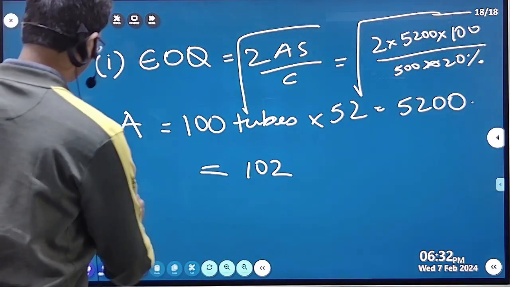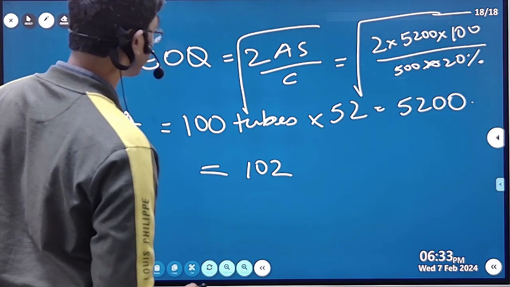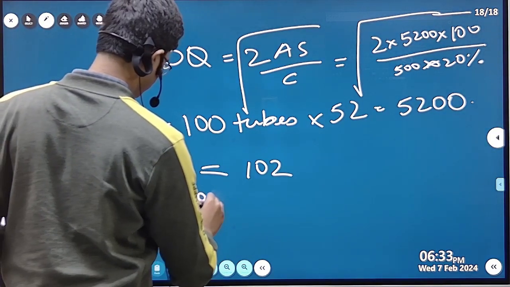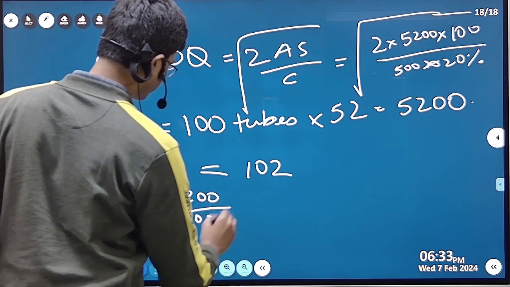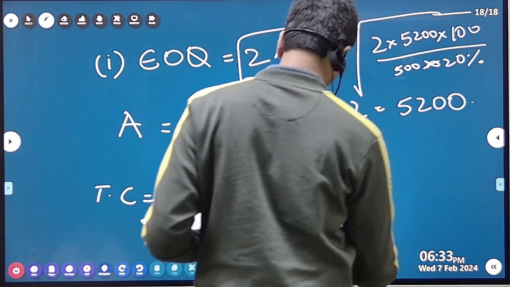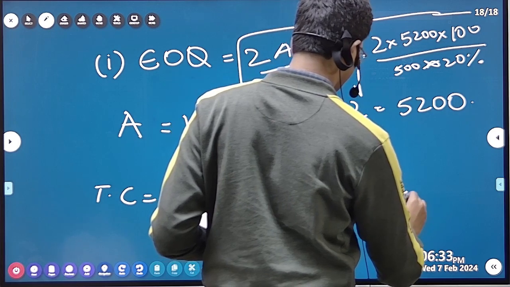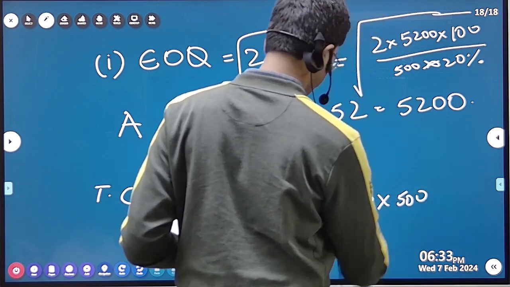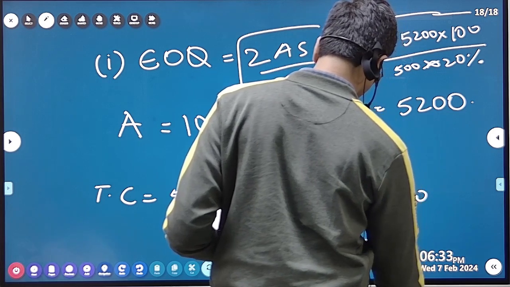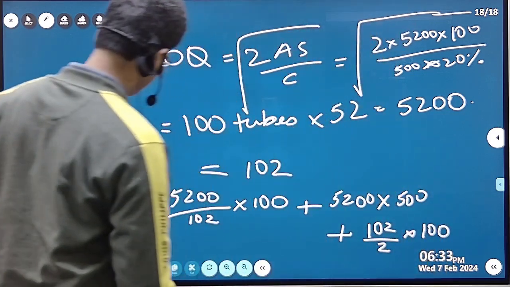Okay, let's quickly find the total cost here. So your demand is 5200 divided by 102 into 100, plus 5200 into 500, plus 102 by 2 into 100. Correct? How much does this come to?